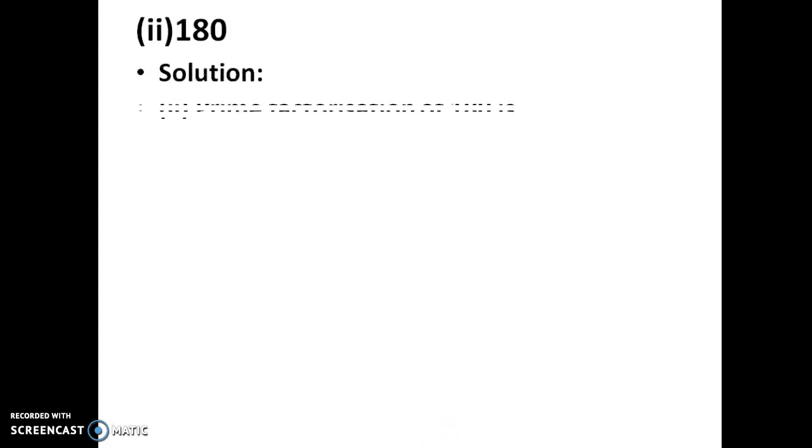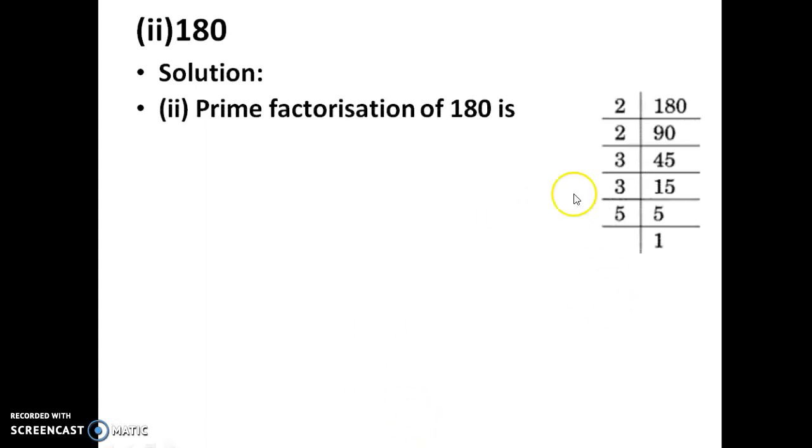The next problem, 180. First do the prime factorizing. This number is divisible by 2, so you divide by 2 and get 90. Again divide by 2, you get 45. 45 can be divided by 3, you get 15. 15 divided by 3 is 5. 5 divided by 5 is 1. Okay, so make pairs now.